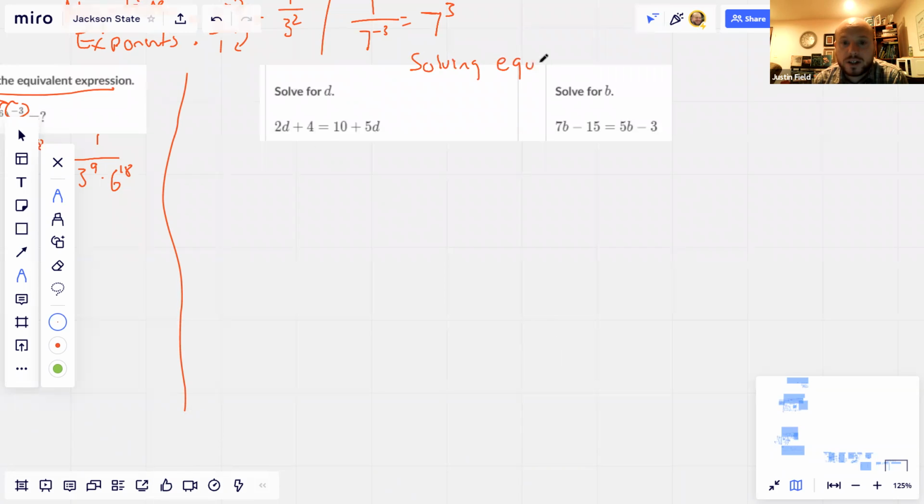Solving equations, my favorite. Okay, so what we do when we solve equations is we recognize there's two sides to an equation. Two sides, draw a line, and that's step one. Step two, well, we're not going to have to do step two in this one, but it would be to distribute if we saw the distributive property. Ready? Also, combine like terms.